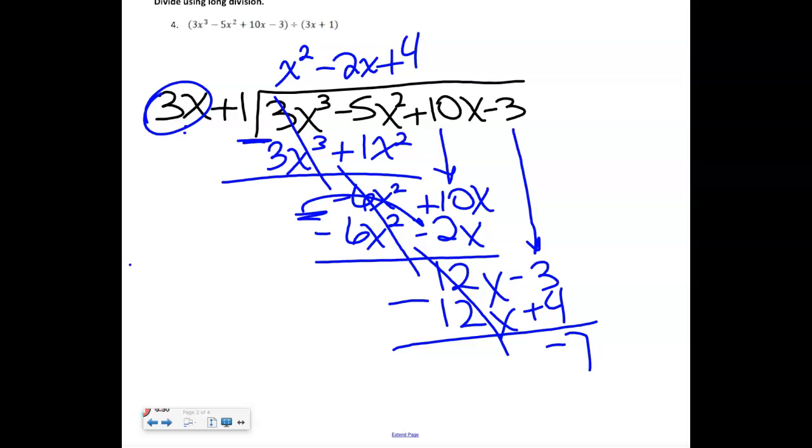I'm just going to write this over here. So we have this as our answer, and then again, our remainder, I need you to write it as a fraction. Watch out for your sign, so I'm going to have negative 7 over 3x plus 1. On long division, do you have lots of little places to make lots of little mistakes? Yeah. Okay, questions on your front page, synthetic or long division?